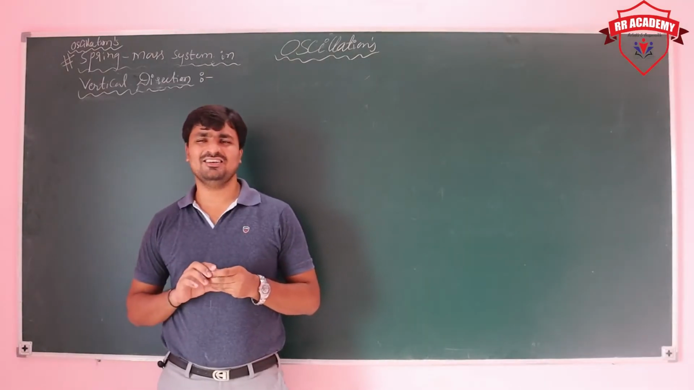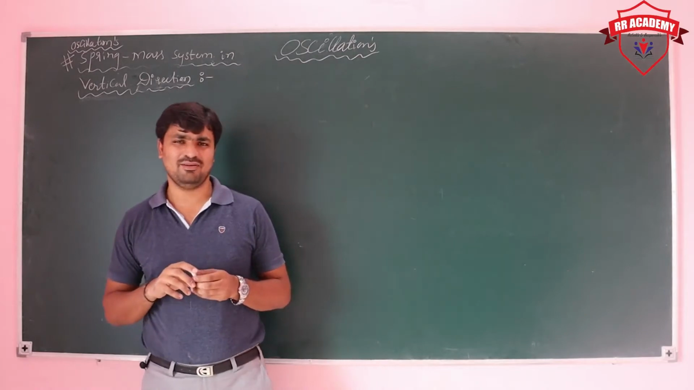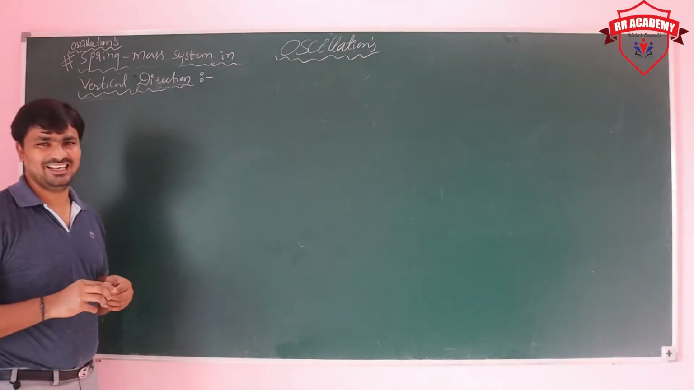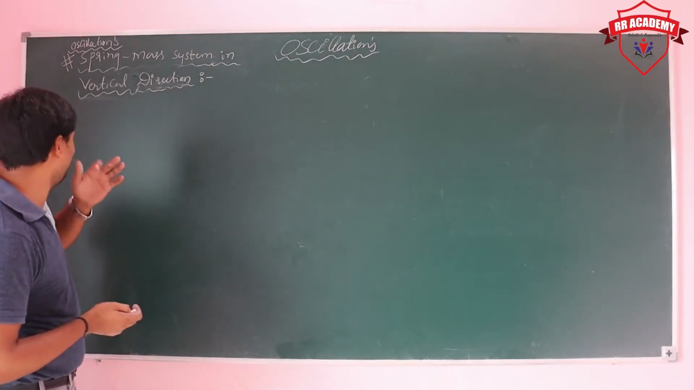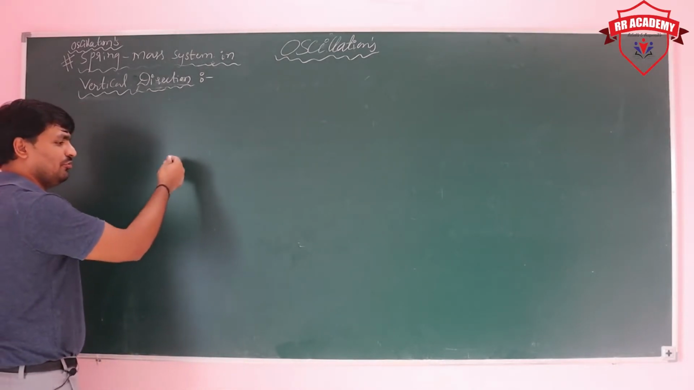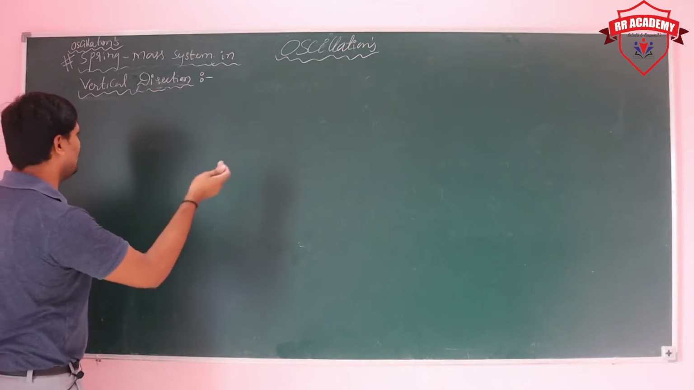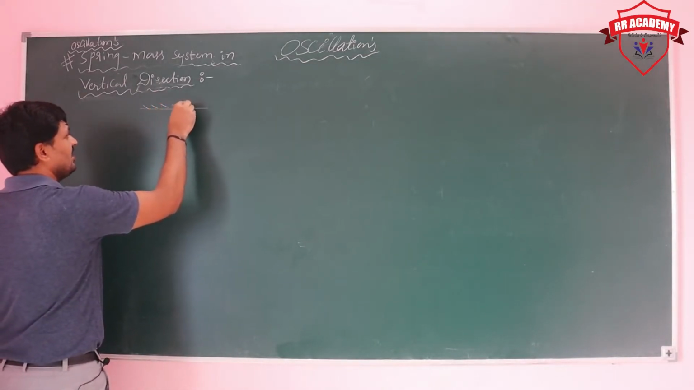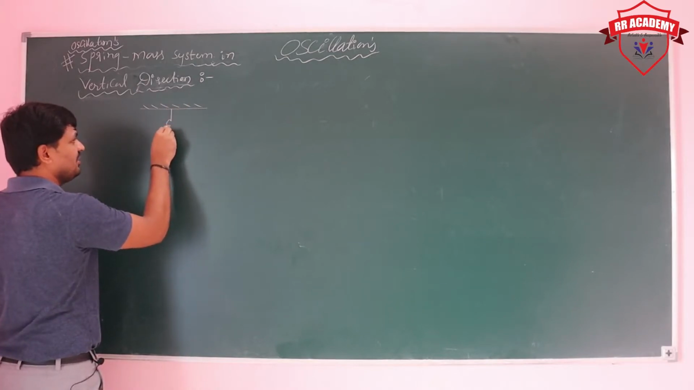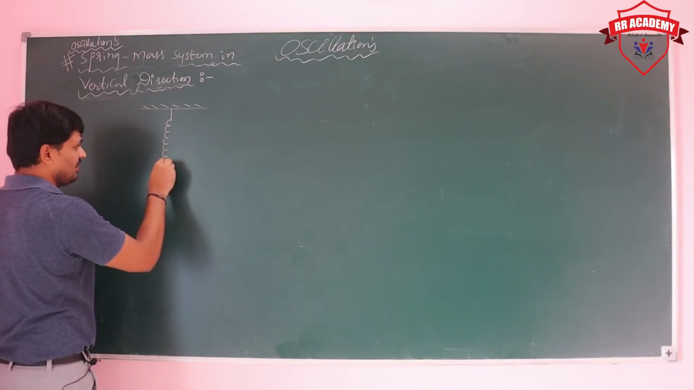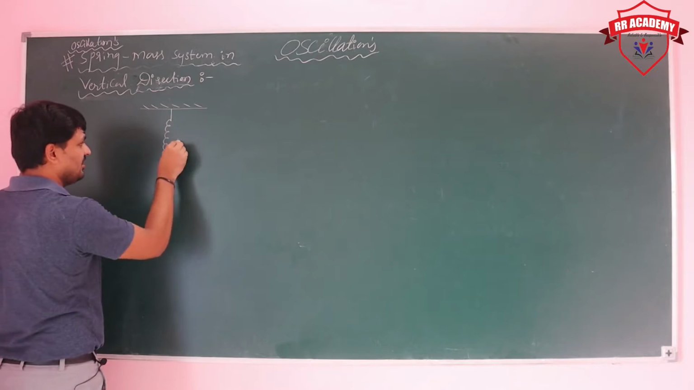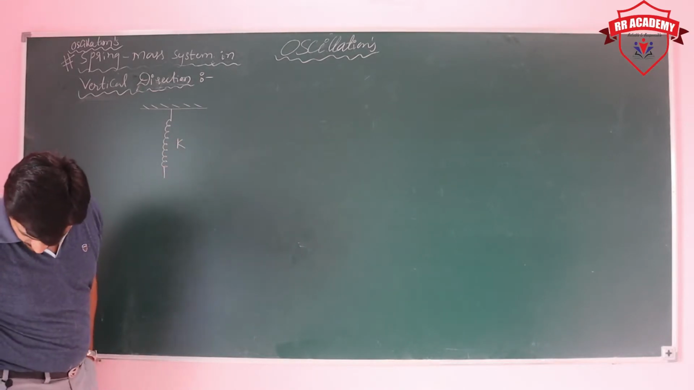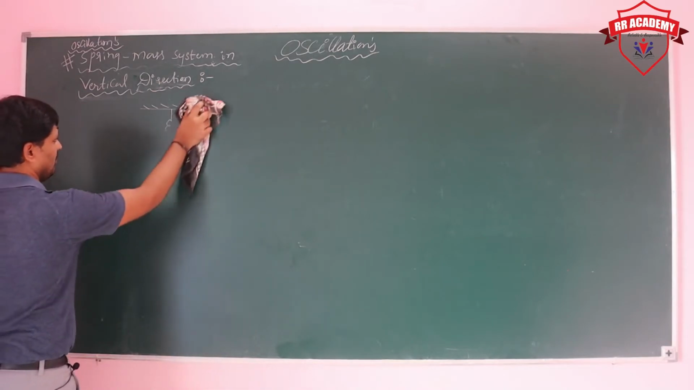Okay, let's see the oscillations of a spring mass system in the vertical direction. Up to now we have taken it in horizontal. In case we make it vertical, what will happen? Let's see here. We consider a spring of spring constant K. Remember, I have not attached any mass right now. One minute.